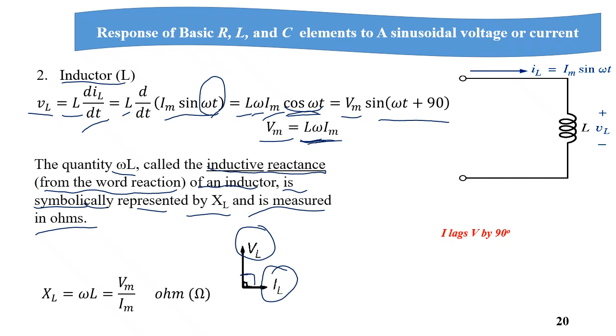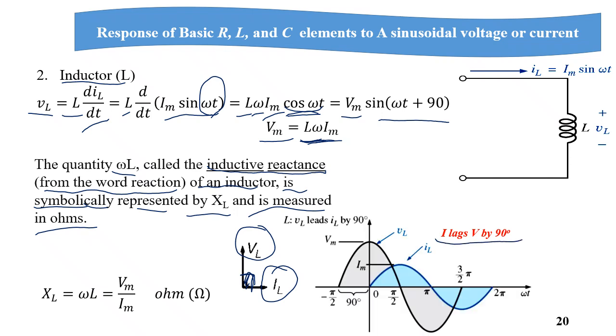Then there is a 90 degree phase between the voltage and the current. They are out of phase by 90 degrees, or the current lags the voltage by 90 degrees, as we have in the waveform. The waveform of the current is beginning at 0, and the waveform of the voltage is beginning at negative 90. Then the voltage leads the current by 90 degrees, or the current lags the voltage by 90 degrees.